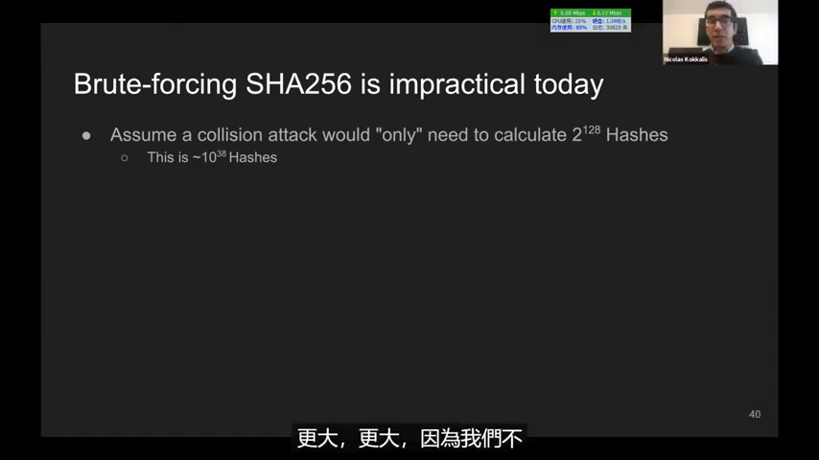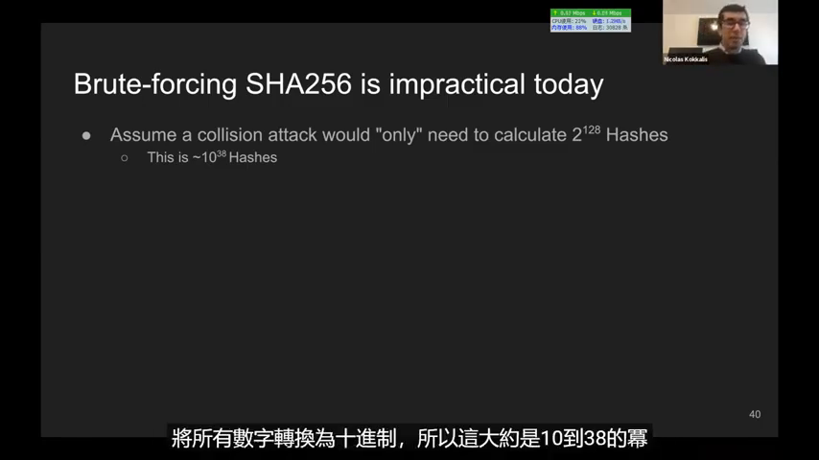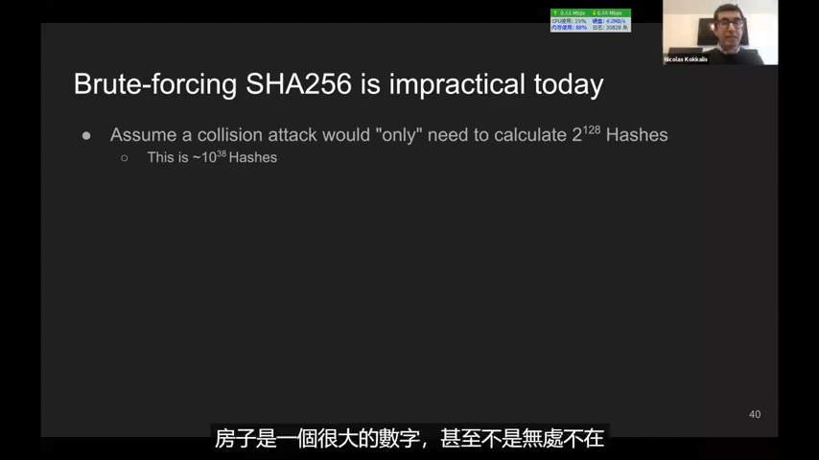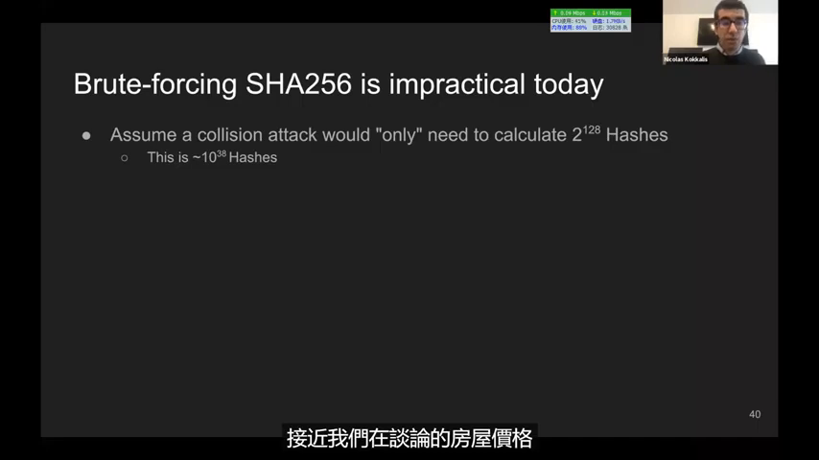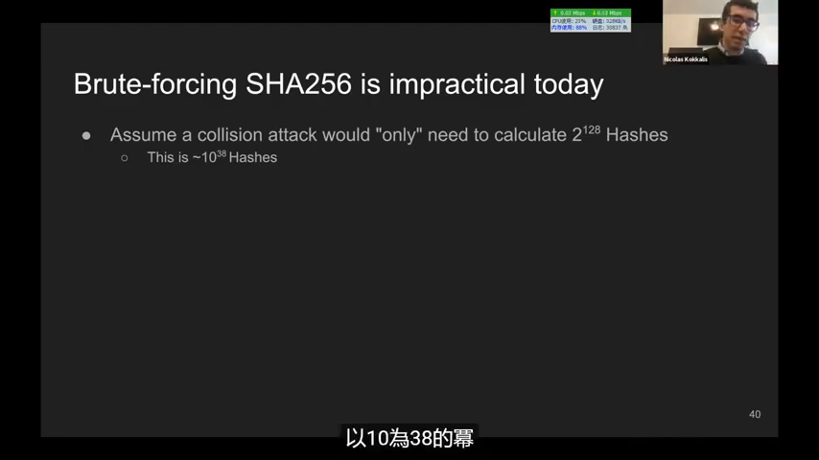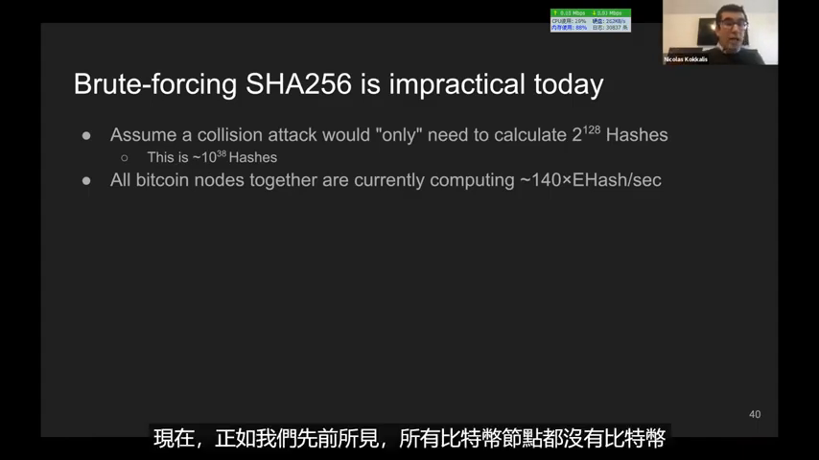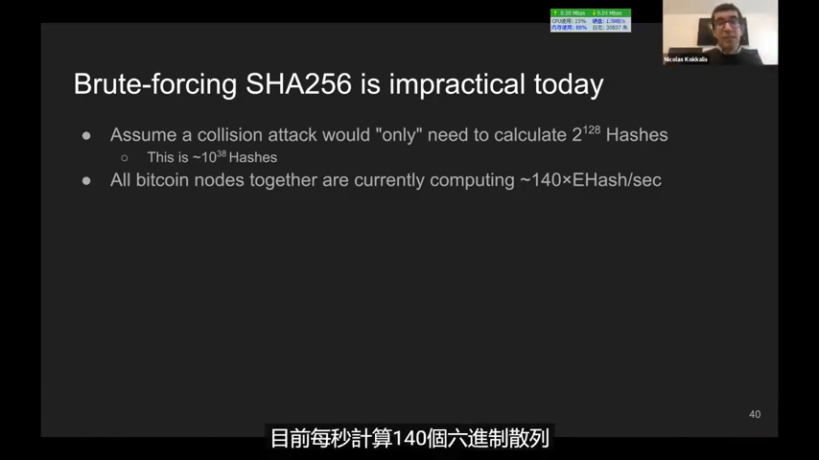And because we usually don't have a feeling for binary, I'm going to translate all the numbers to decimal. So this is about 10 to the power of 38 hashes. That's a pretty big number. It's nowhere near what we were talking about, the hashing rate of millions of terahashes per second. So I'm just going to leave it as 10 to the power of 38. And now, as we saw earlier, all Bitcoin nodes together are currently computing 140 exahashes per second.